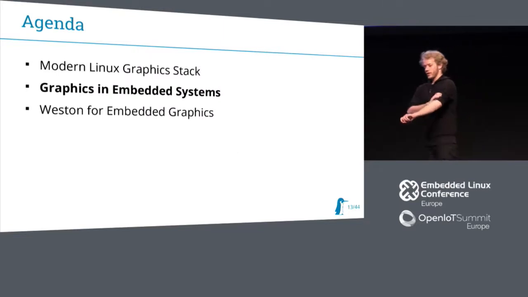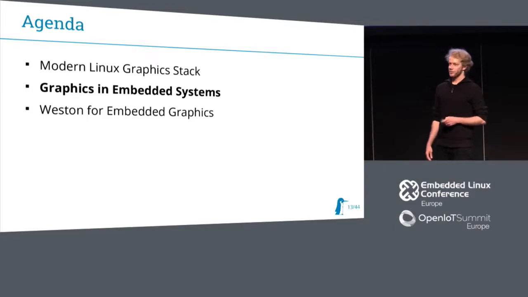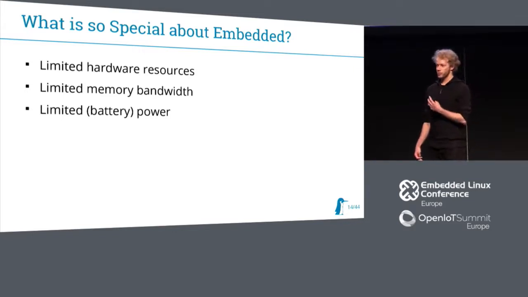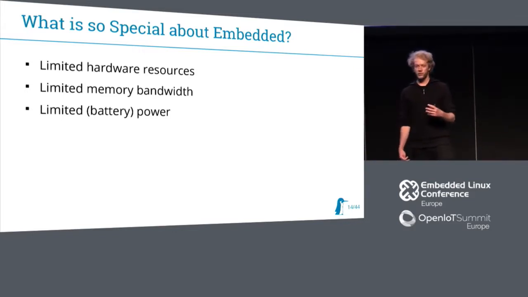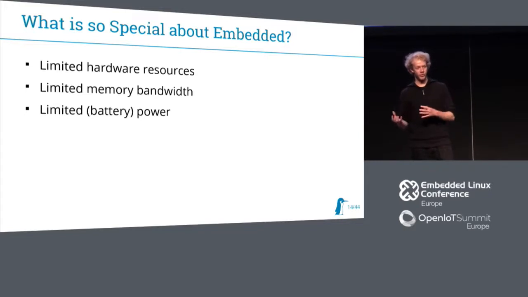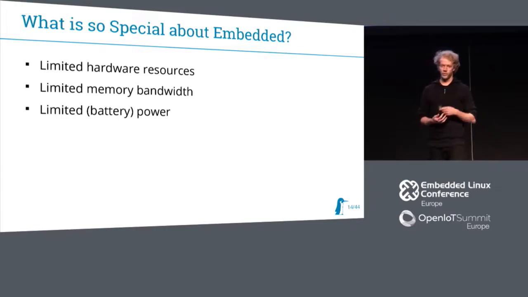So now if you go to embedded, what is different about embedded? Maxime already said some points of these. So we have limited hardware resources, especially limited memory bandwidth, and all the different hardware resources use the memory. So the more hardware resources we are using, the less memory bandwidth we have left. So that's really the constraining factor. And in many cases, we have limited power, so we are battery driven.